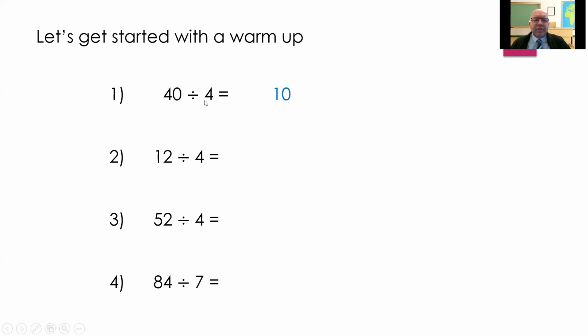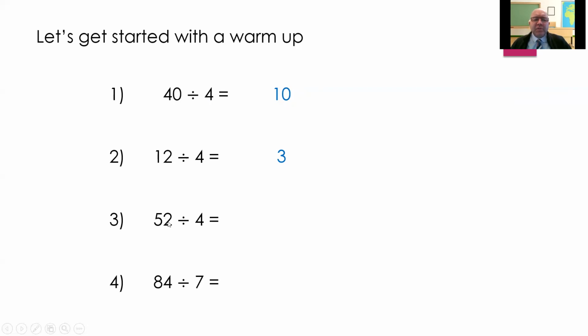Okay, well, how many 4s are there in 40? There are 10. The way we look at this with our times tables, we know that 4 times 10 is 40. So it's just that same piece of information in reverse. So there's our division fact. What about 12 divided by 4? How many 4s in 12? Again, using our times tables, we know that 4 times 3 is 12. So 12 divided by 4 is 3.